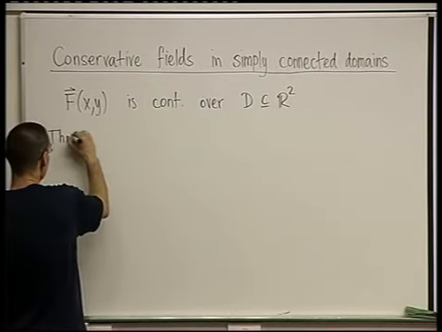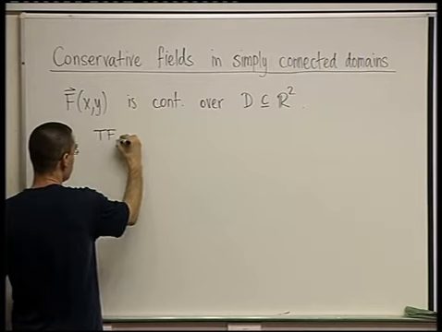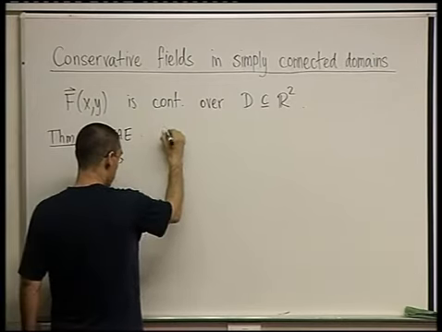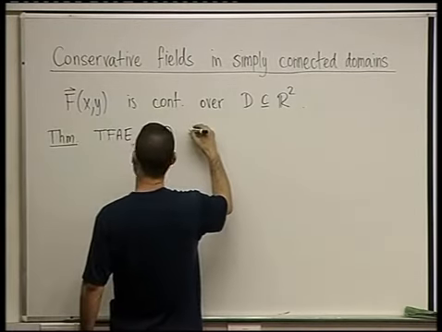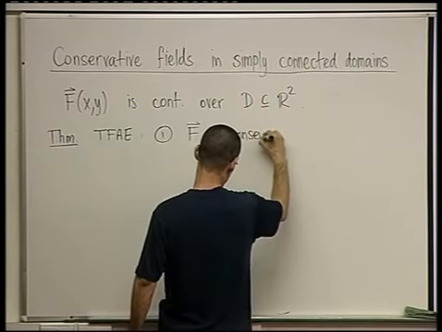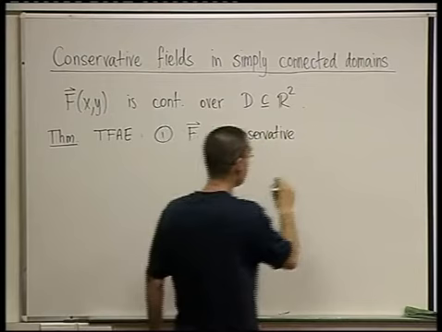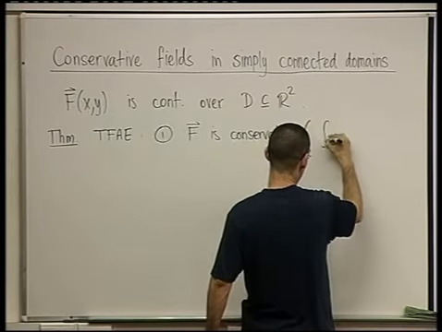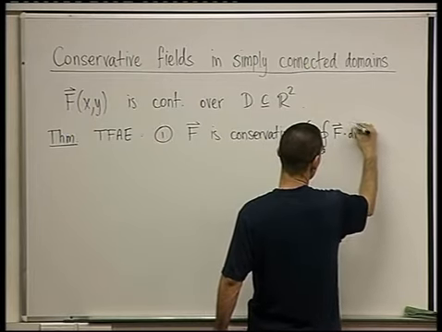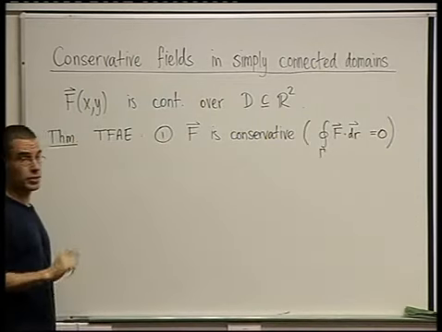And the theorem that we had said the following: that the following properties are equivalent. Remember this abbreviation. The following are equivalent. 1: F is conservative. And by this we mean the line integral over any closed curve gamma is 0 for any closed curve gamma.